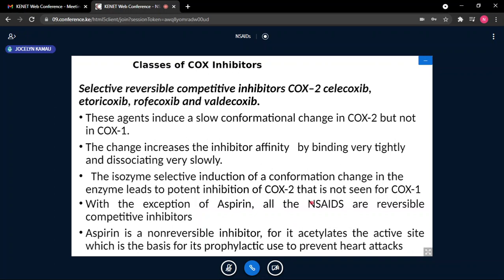With the exception of aspirin, all the non-steroidal anti-inflammatories are reversible competitive inhibitors. We've already said that aspirin is an irreversible binder. Aspirin is a non-reversible inhibitor because it acetylates. Look at this word, acetylate. You see that acetyl group? It acetylates the active site, which is the basis for its prophylactic use to prevent heart attacks. Once it acetylates the enzyme, it is an irreversible binder.